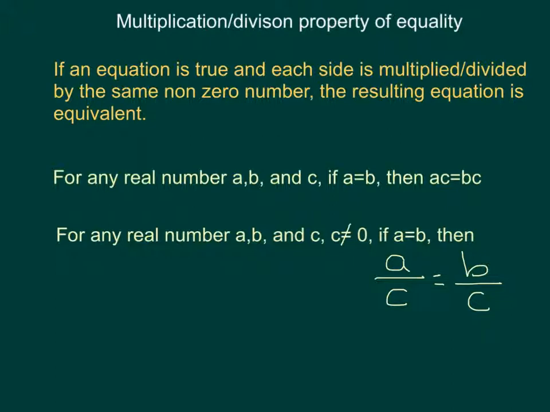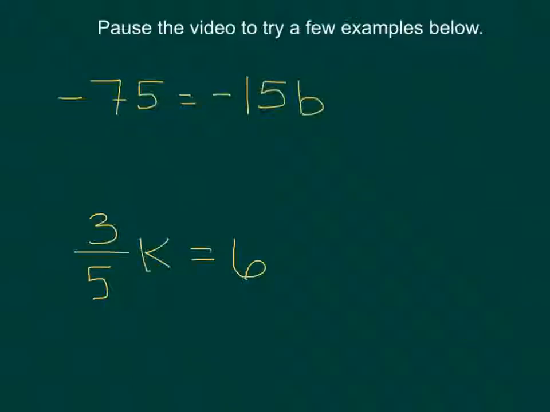We can also solve equations with multiplication and division. This is very similar to the previous one. Anytime that you are multiplying or dividing a variable, you do the opposite. Multiplication is the opposite of division. So if an equation is true and each side is multiplied by the same non-zero number, the resulting equation is equivalent. And so AC equals BC, or A over C equals B over C. Since this is following the same pattern as addition and subtraction, I want you to try these few examples on your own. So pause the video and try these examples.